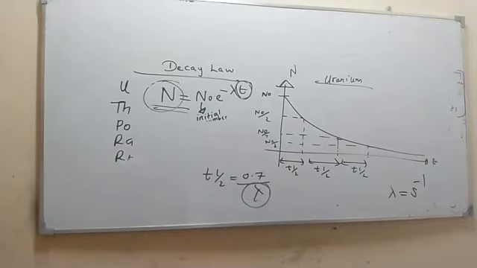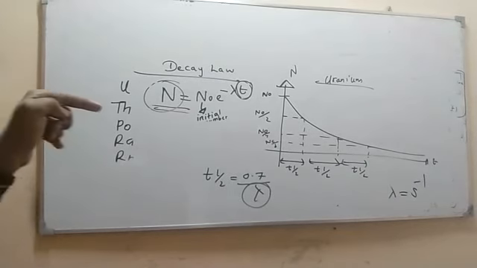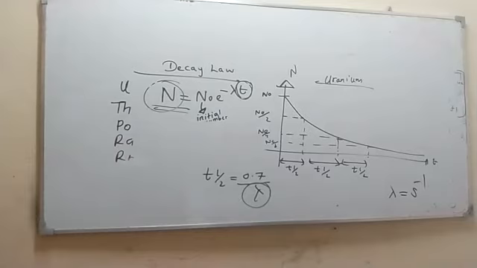The important thing you must remember here is that the life of any radioactive nuclei is infinite. We can't tell. That means for uranium, I can't exactly tell that within 5 years it will completely decay and finish. That is the problem in radioactive elements, not like chemical elements. It will take infinite time. That's why the graph is approaching infinity. The life of any radioactive nuclei is infinite; we can't predict.